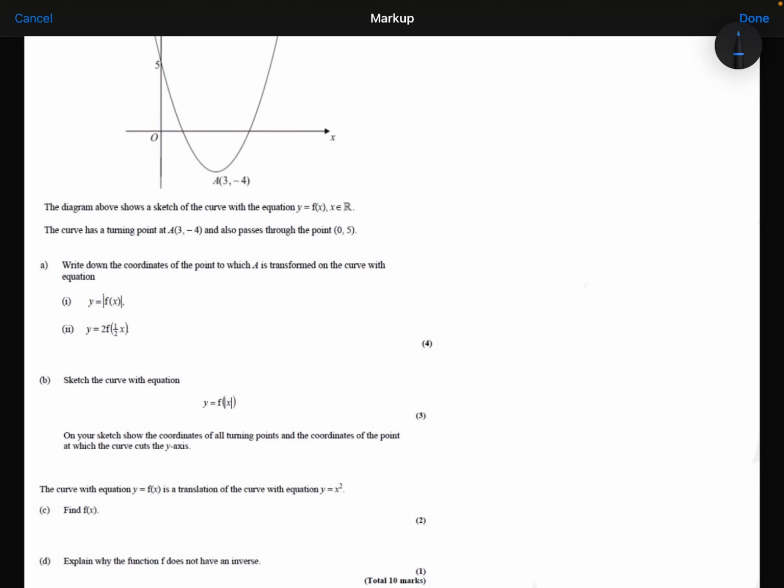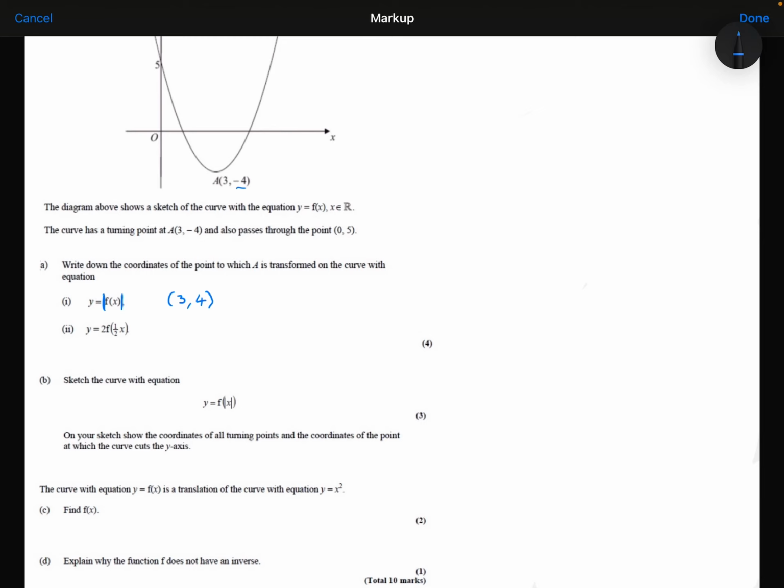So the modulus sign here is going to make the y coordinate become positive. Originally the y coordinate of the turning point was -4, so this is now going to become a +4. The x coordinate is going to be unaffected. The x coordinate is going to stay at 3, and the y coordinate gets turned from -4 into +4.